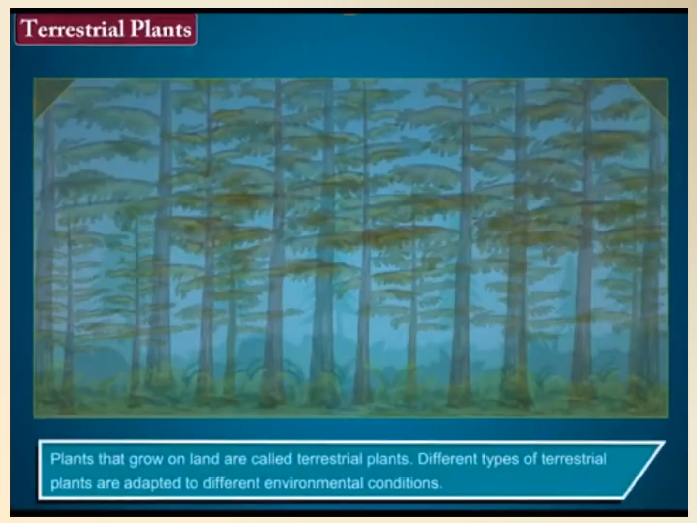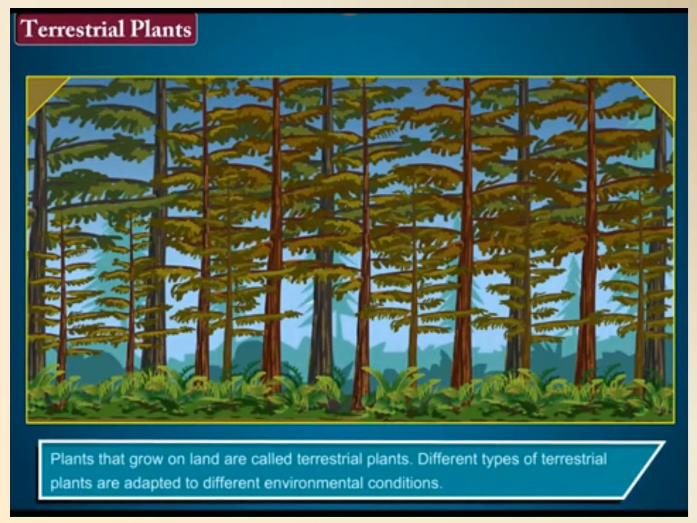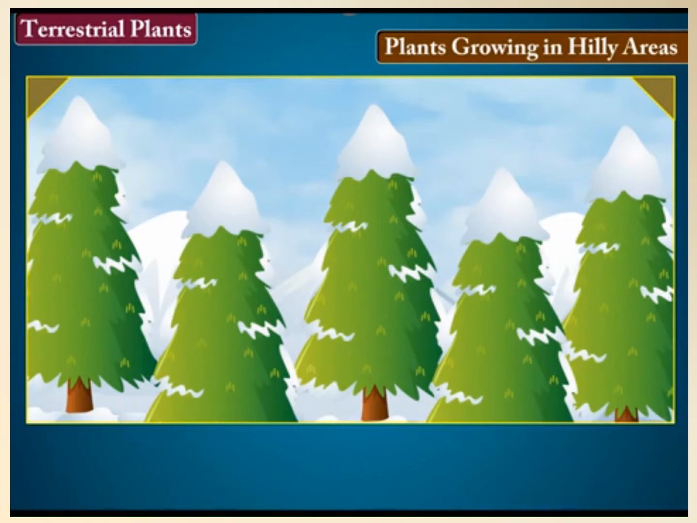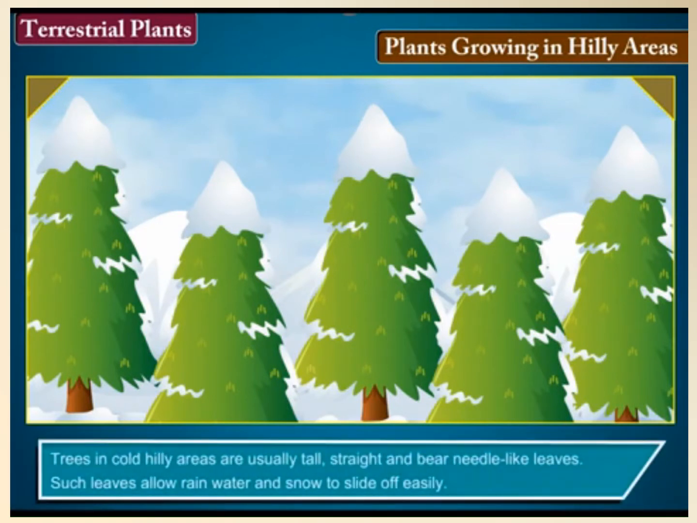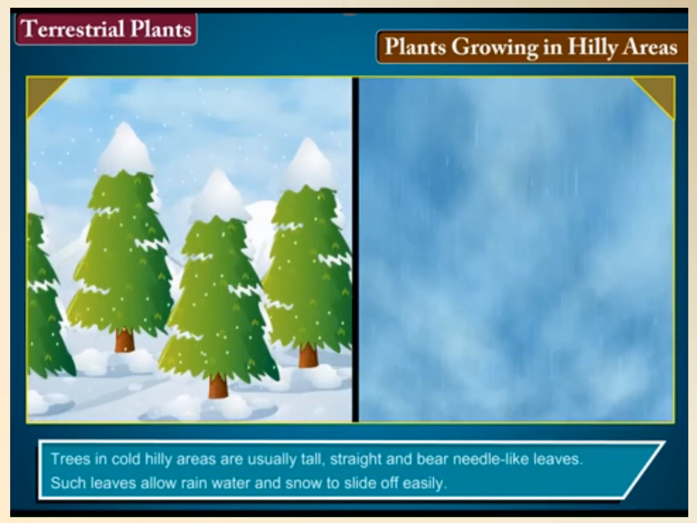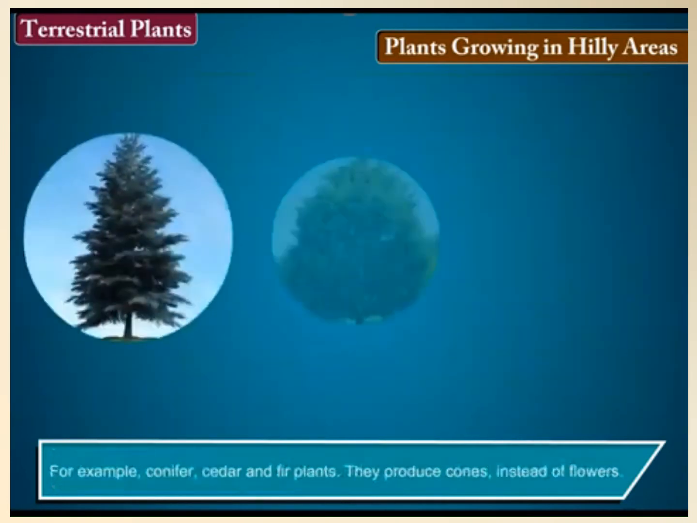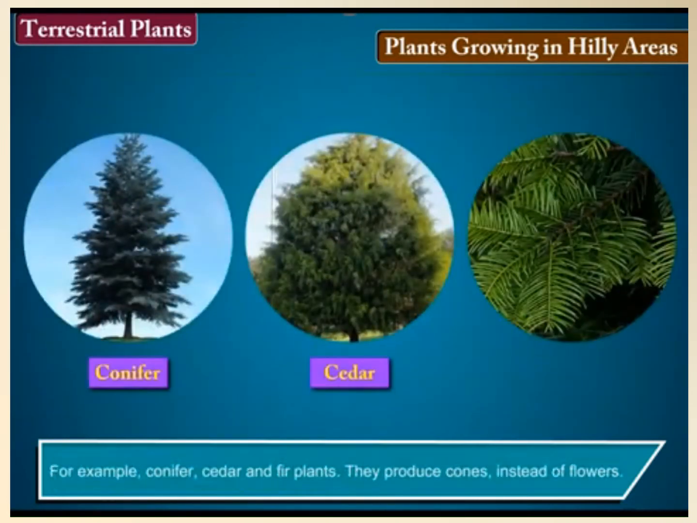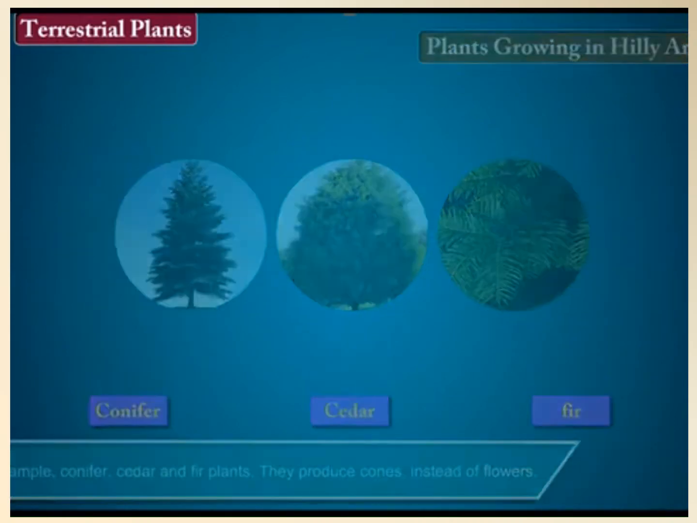Terrestrial plants. Plants that grow on land are called terrestrial plants. Different types of terrestrial plants are adapted to different environmental conditions. Plants growing in hilly areas. Trees in cold, hilly areas are usually tall, straight, and bear needle-like leaves. Such leaves allow rainwater and snow to slide off easily. For example, conifer, cedar, and fir plants. They produce cones instead of flowers.